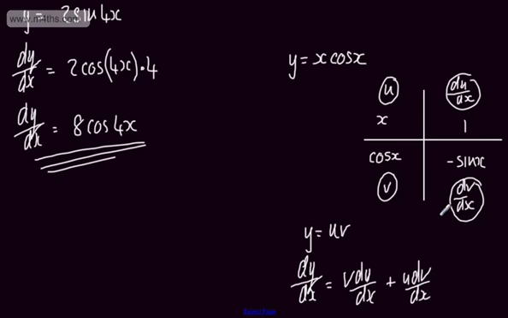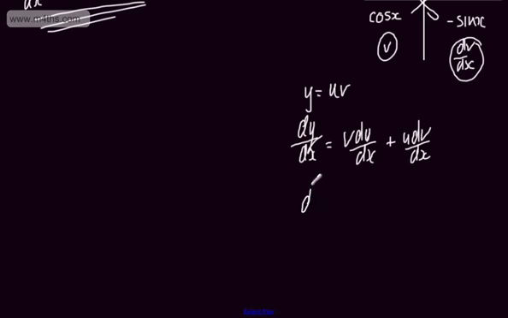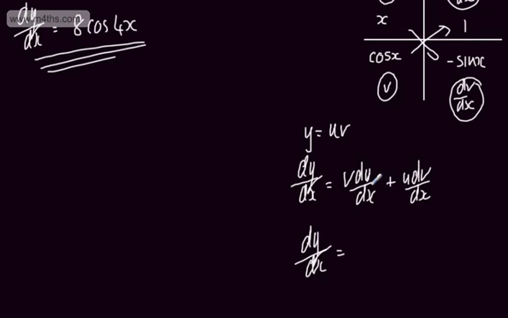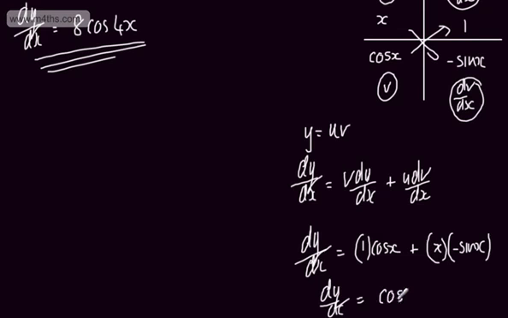So all we're doing, as we saw in the video, is multiplying these two and adding it to the multiple of those two. So we could say now that dy by dx would be equal to cos x times 1, so one lot of cos x, and then we would add to that x multiplied by minus sine x. So we could tidy this up and say that dy by dx is equal to cos x minus x sine x, and that's just using the product rule.